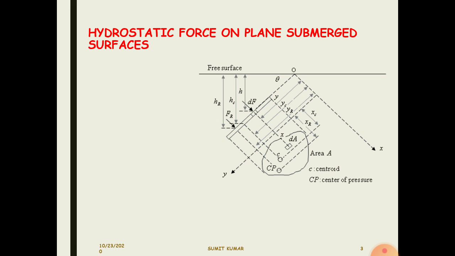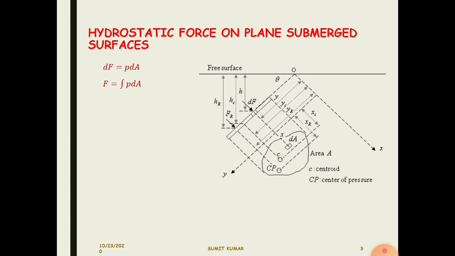To find the hydrostatic force, consider a plane surface of arbitrary shape wholly submerged in a liquid so that the plane of the surface makes an angle theta with the free surface of the liquid, as shown in this figure. Since there can be no shear force in a static liquid, the hydrostatic force must act normal to the surface. Let P denote the gauge pressure on an elemental area dA. So the pressure force acting on the element will be P into dA.